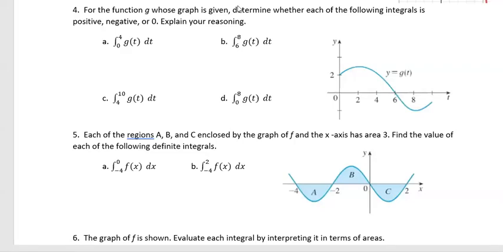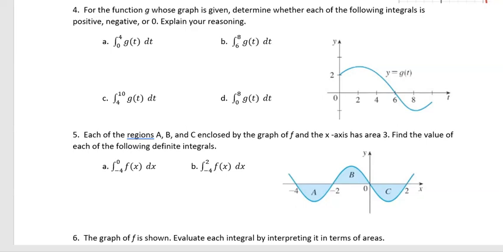For the function g, whose graph is given, determine whether each of the following integrals is positive, negative, or zero. Explain your reasoning. So we're looking at a graph given here, and we can see the different interval areas as we look across the graph.